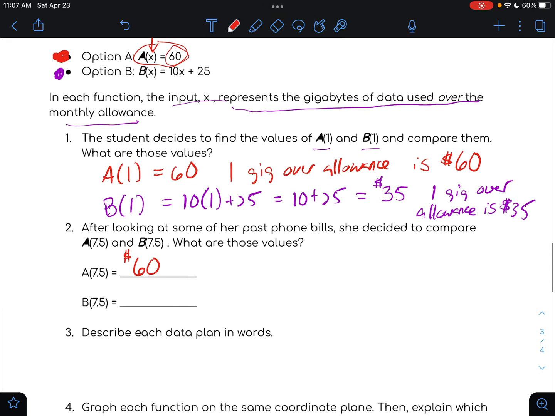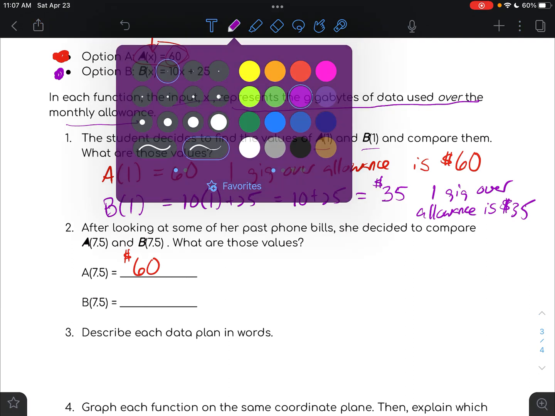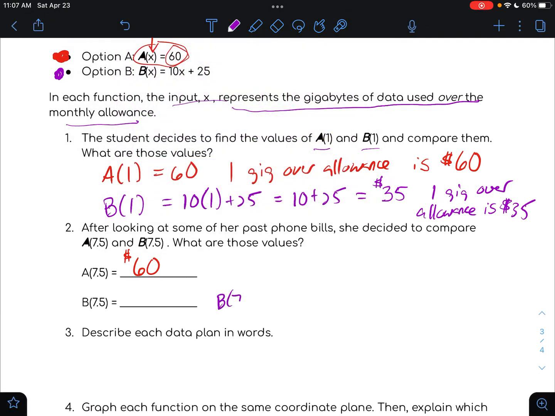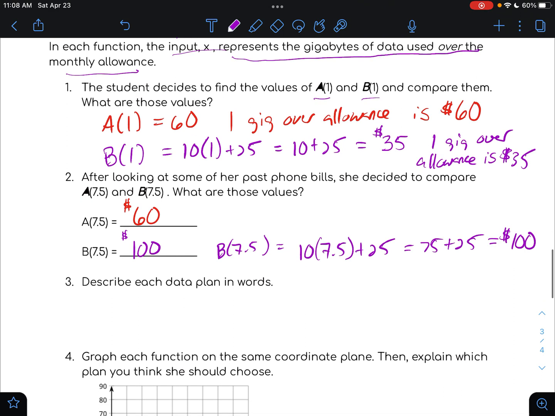B of 7.5, we're going to have to, again, do a little calculation here. So B of 7.5 means 10 times 7.5 plus 25. We've got to put 7.5 in for x. So 10 times 7.5 would be 75, plus 25, which is $100. So B of 7.5 is 100. If you want to put the dollar sign in there, I suppose you could.